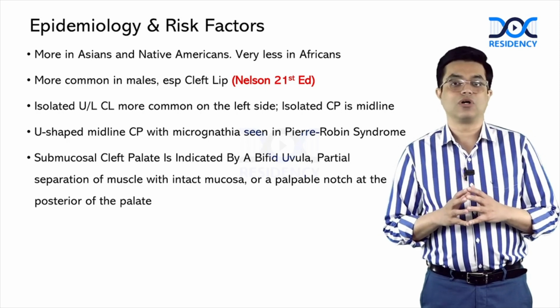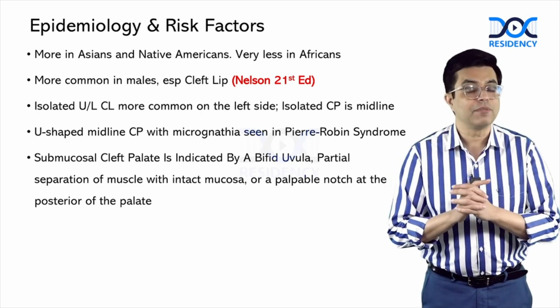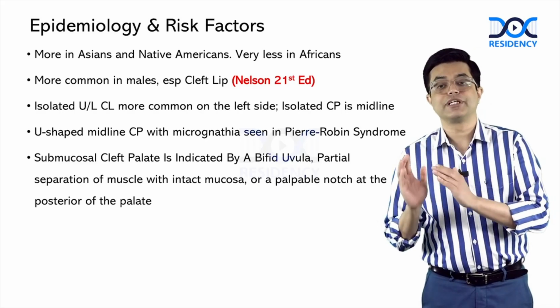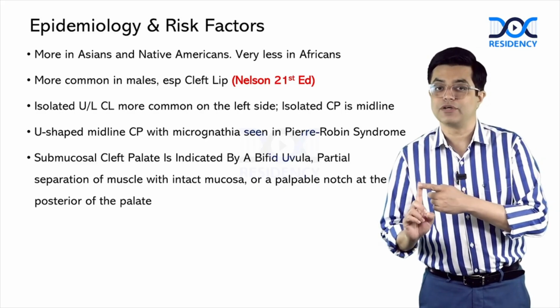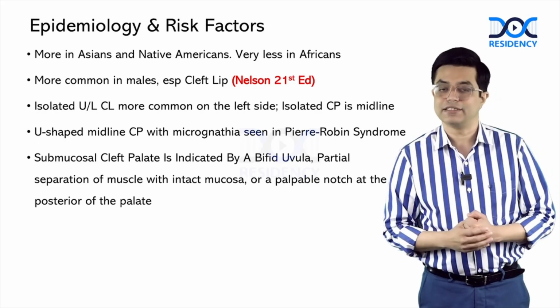Now there is a defect called U-shaped midline cleft palate. U-shaped midline cleft palate tends to occur associated with a syndrome called Pierre-Robin syndrome. It is a part of the micrognathia small jaw complex seen in these patients.